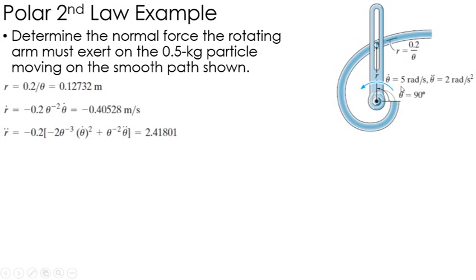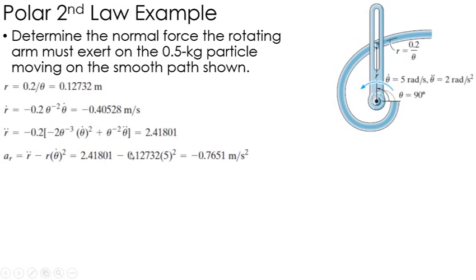Plugging in, again, pi over 2, 5, 2 into this equation, I get 2.4. So that's my r dot, r double dot, theta, theta dot, theta double dot. Again, we've done that several times, taking time derivatives of polar equations. Now that I've got those, I can figure out my radial and transverse acceleration just by plugging in r double dot, r dot, all that stuff into these equations.